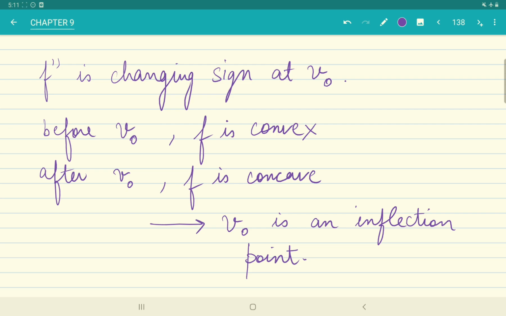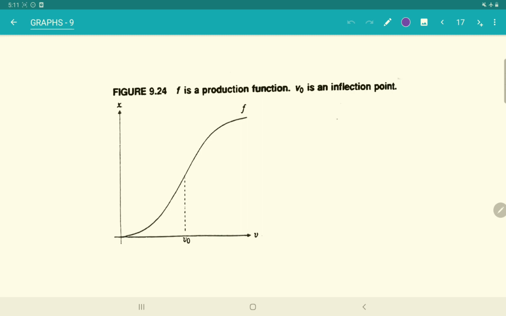If you look at the graph of the production function, it looks like this one. You can see f is the production function, v naught is an inflection point. You can clearly see before this f is convex and then it is concave. Clearly we see that f double prime is greater than or equal to 0 before v naught. It is f double prime less than or equal to 0 after v naught. So clearly the function is changing from being convex to being concave at v naught, and that means v naught is the inflection point of this production function.